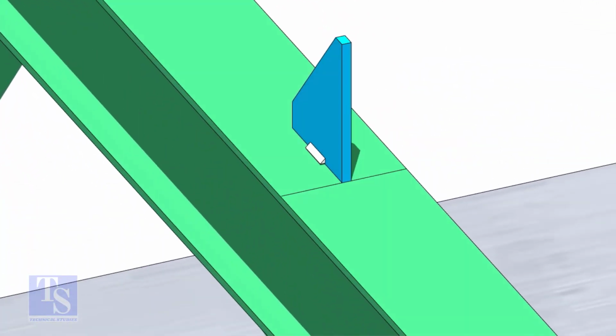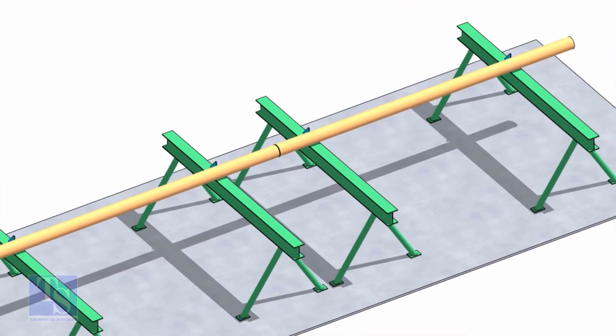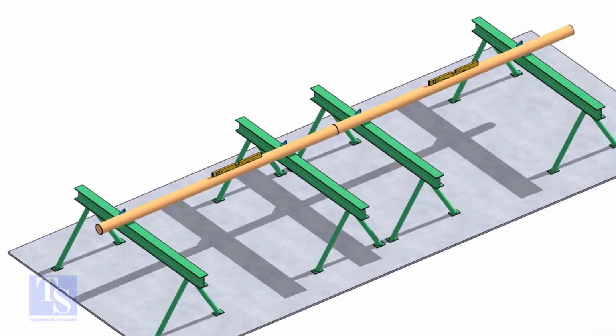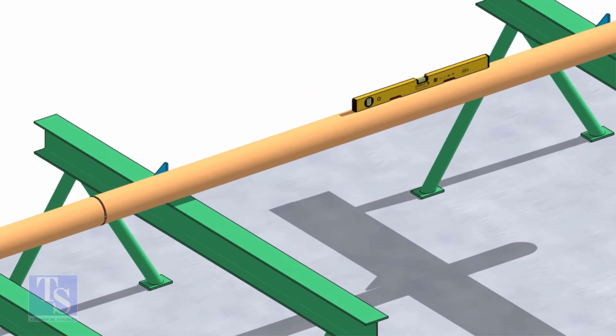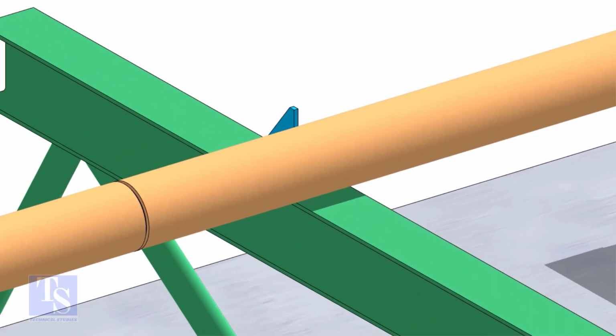Put the pipes on the stands, touching the stopper plates, as shown. The joint shall be in between the supports. Now the pipes are already straight, horizontally and vertically. You can cross-check the level of the pipes.